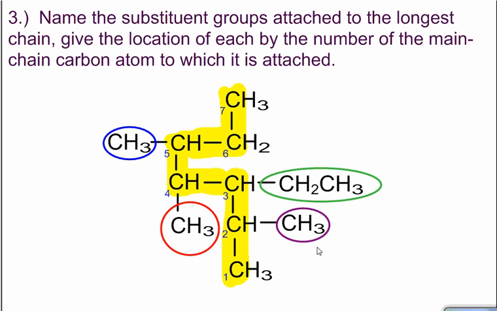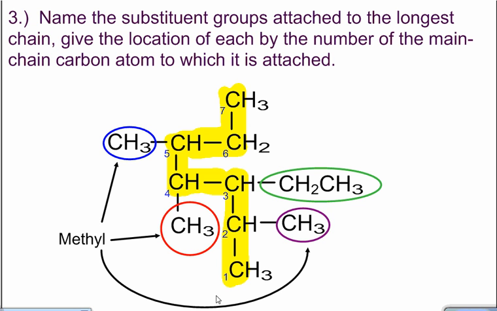So I have 3 substituent groups that are identical, CH3, CH3, CH3. Those are all 1 carbon, and 1 is meth, so we call those a methyl group. And those methyl groups occur at carbons 2, 4, and 5. And how many methyls do we have? Well, more than 1, so we need to specify how many methyl groups we have. 1, 2, 3. The abbreviation for 3 is tri. So this is 2, 4, 5 trimethyl.